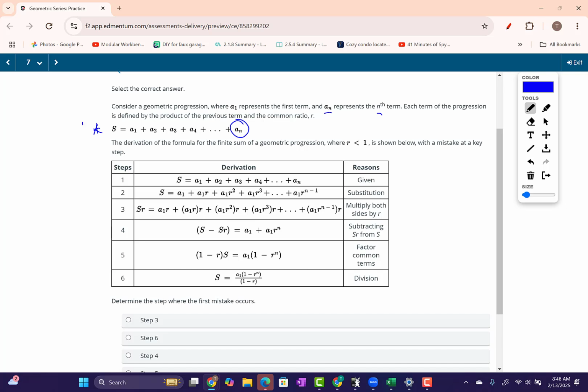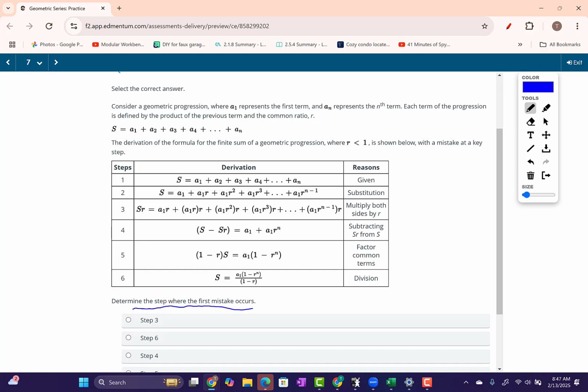So all this step right here is saying S is the sum of all the terms of a geometric series. So it's using kind of fancy language here. That's all we're talking about, the geometric series definition. Okay, the next line: the derivation of the formula for the finite sum of a geometric progression where r is less than 1 is shown below with a mistake at a key step. Determine the step where the first mistake occurs.